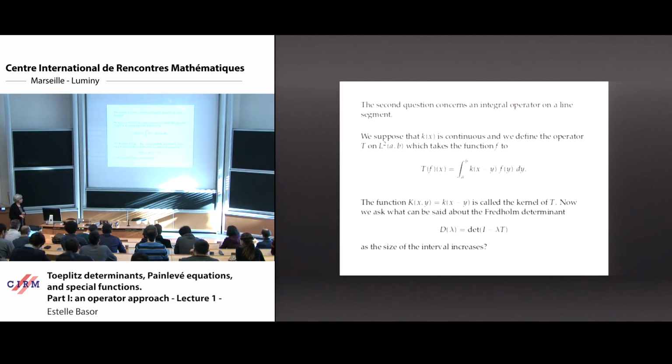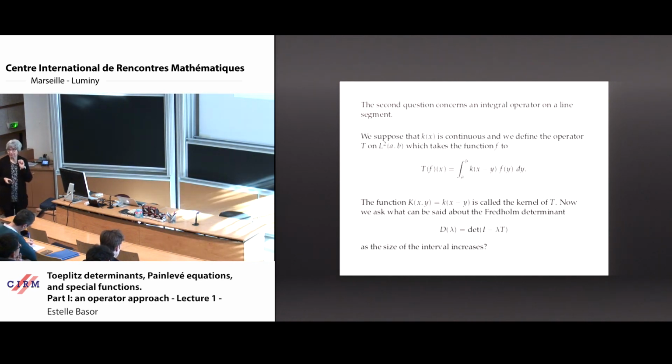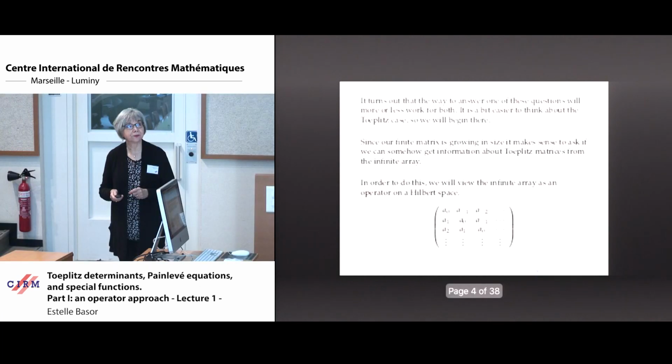So that function, k of x, y, which is little k of x minus y, is called the kernel of the operator. And now the question is, what happens to the Fredholm determinant? I'll give a definition of this later in the slides, if you haven't seen it before. But what happens to the determinant of I minus lambda K? And now we want the size of the interval to increase. Okay? So that's the second question that we'll think about.